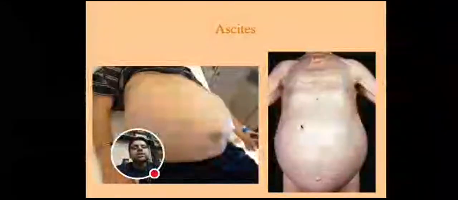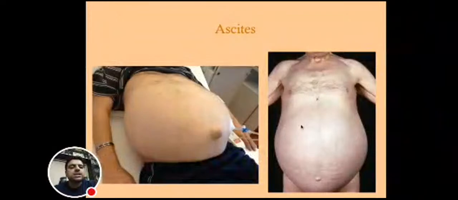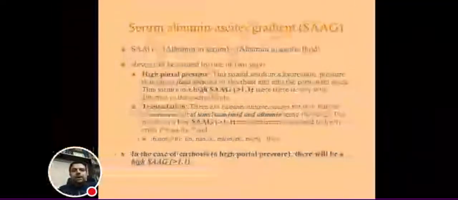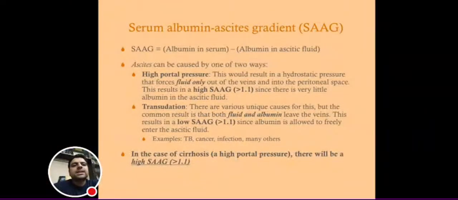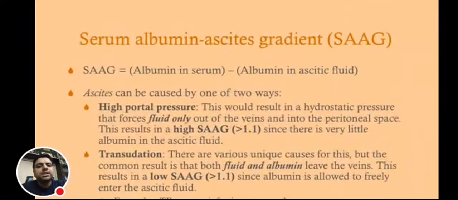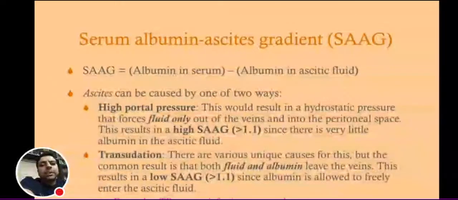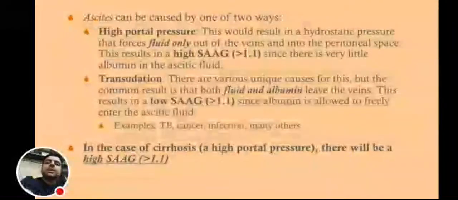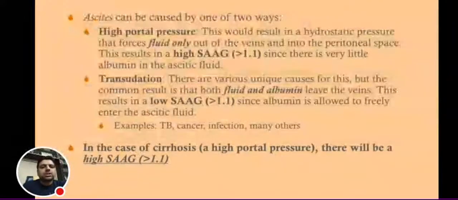Now, this is a clear-cut case of ascites. It's visible. This is an ascites patient. Now, the serum albumin ascites gradient. How to calculate it: albumin in serum minus albumin in ascitic fluid. So we have to identify the cause. There are two types of ascites: one is transudative, another is exudative.